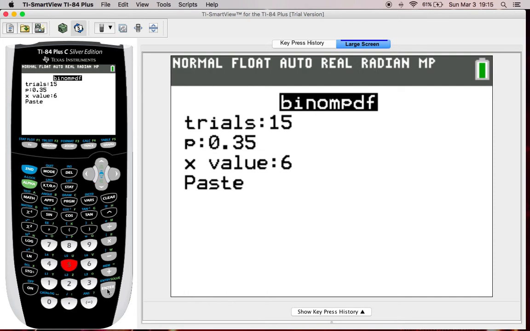So there's a 35% chance of a train arriving late. You cannot do math with percentages, so you have to turn the percentage into a decimal. And then the x value, the number of trains that we are interested in. And we're interested in 4 trains being late. So I'm going to hit paste.